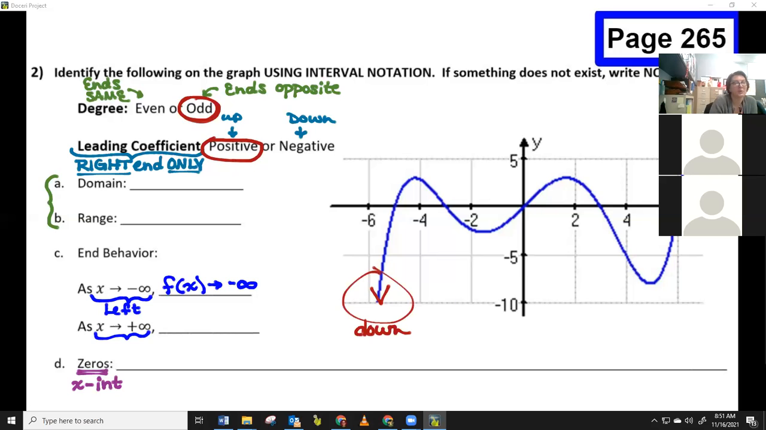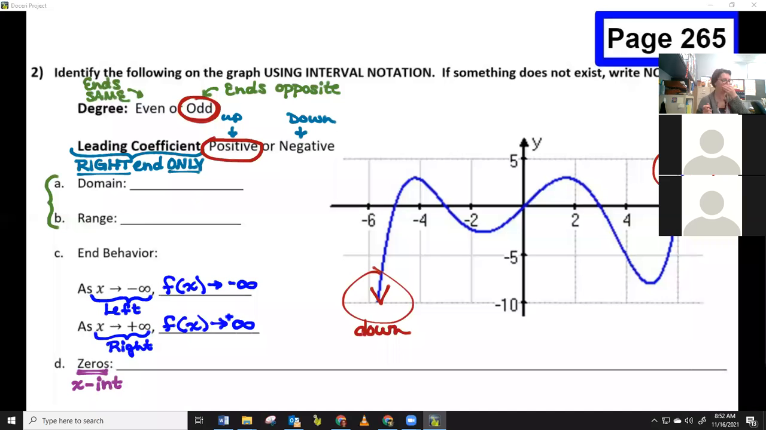What about as x approaches positive infinity? Is that left or right? Right. What is the right side of our graph doing? Going up. So how do I explain that? f of x, arrow, infinity. Yes, f of x approaches infinity. You can write it as just infinity, or you can put the little plus sign there. Totally up to you.